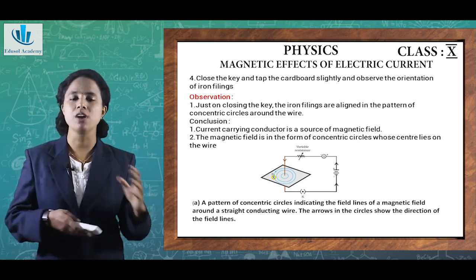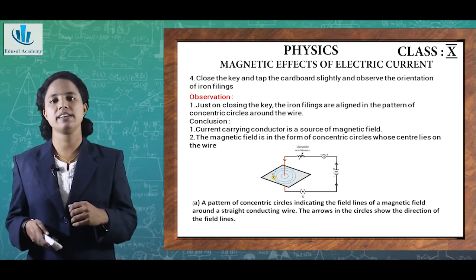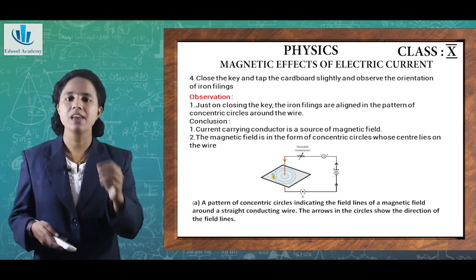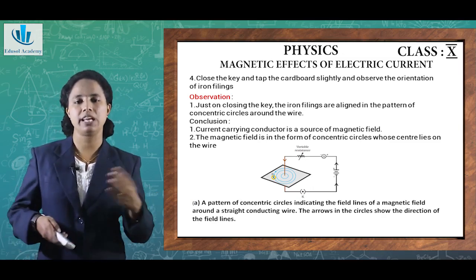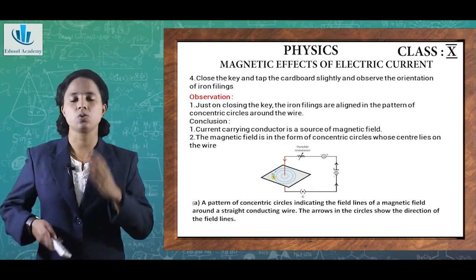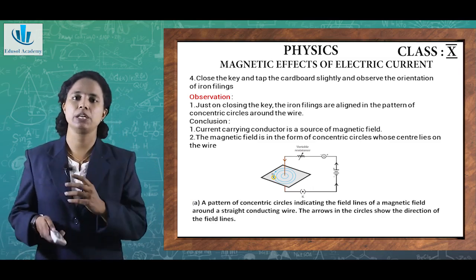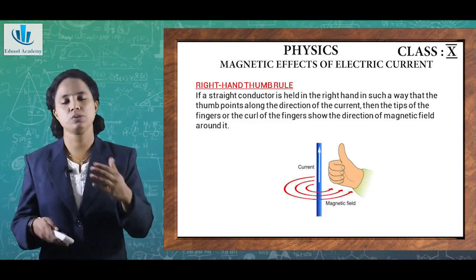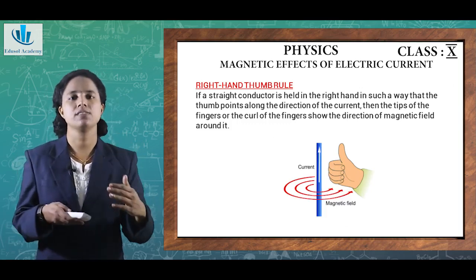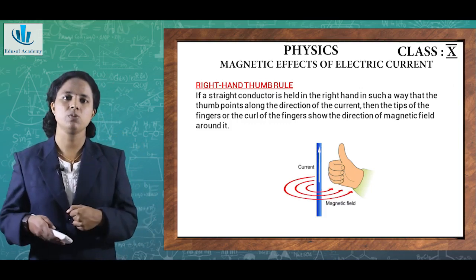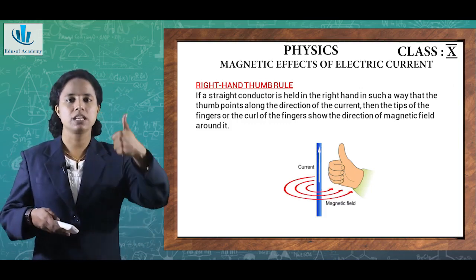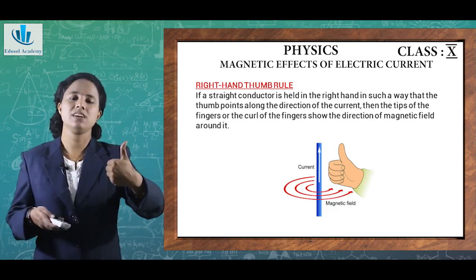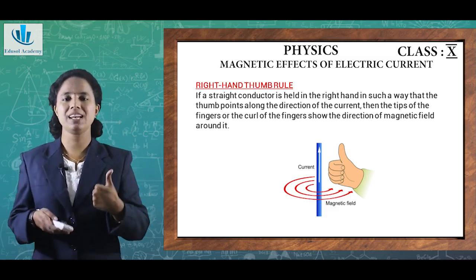So, a pattern of concentric circles indicating the field lines of a magnetic field around a straight conducting wire is formed. The arrows in the circles show the direction of the field line. So, what is the rule that is being applied in this particular activity? It is clear that the right hand thumb rule is used here. If a straight conductor is held in the right hand in such a way that the thumb points along the direction of the current, then the curls of the fingers show the direction of magnetic field around it.